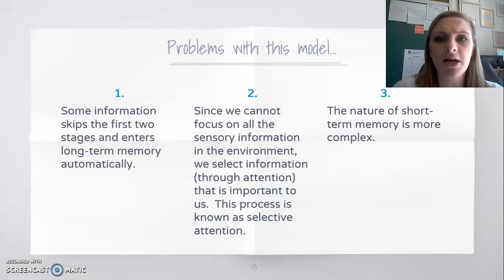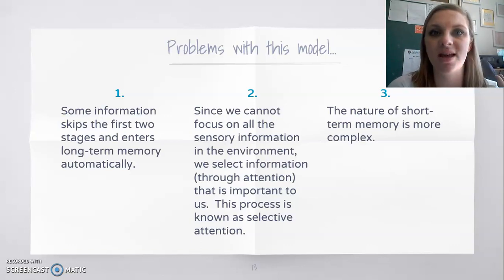First, some information skips those first two steps, right? Some things enter our long-term memory automatically. Some things we don't need to pay attention to. They just stay there. Think of implicit memories, or that implicit learning we do, that latent learning, right? We're not paying attention to it. It just kind of happens, like how to turn a steering wheel. You didn't really have to pay attention to that, but you noticed it over time, and now it's in your long-term memory.